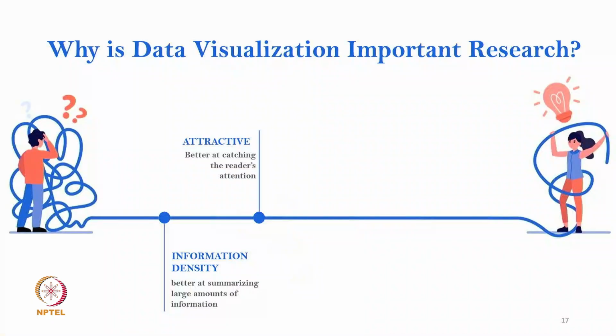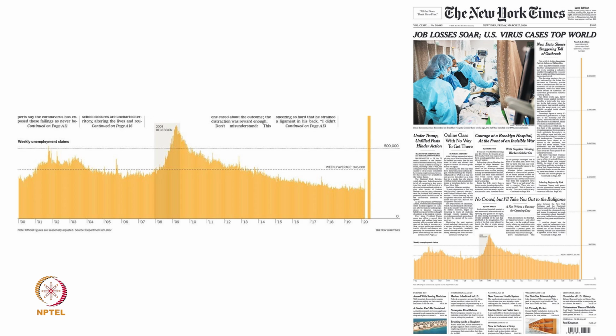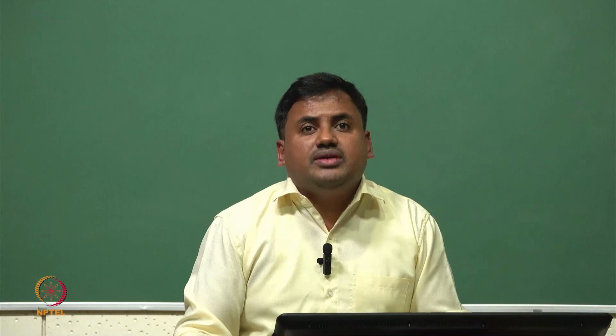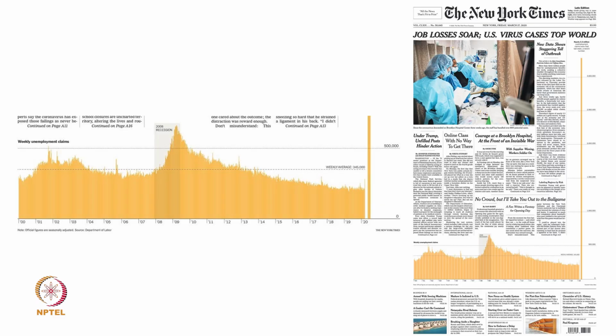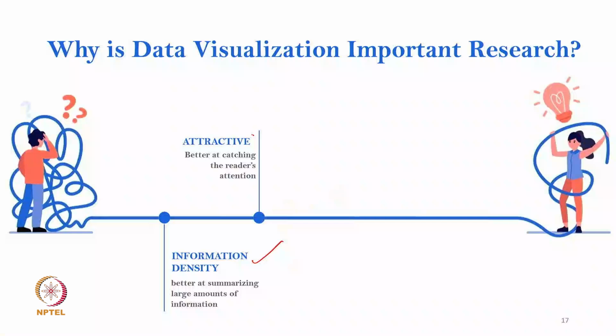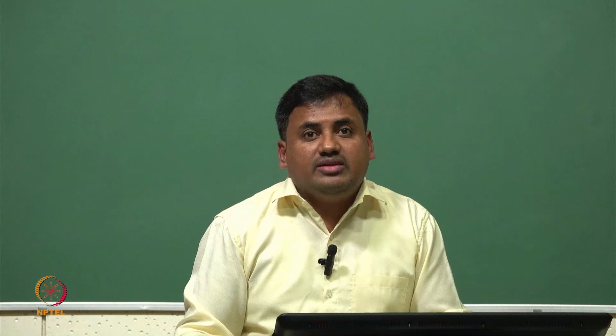The most important aspect of data visualization is information density. Given the large amount of data in recent times, data visualization is required for information density: the amount of information present in a given space at a time, by summarizing large amounts of information. And the second important aspect is attractiveness. Data visualization can be visually appealing to catch the reader's attention on specific research results.